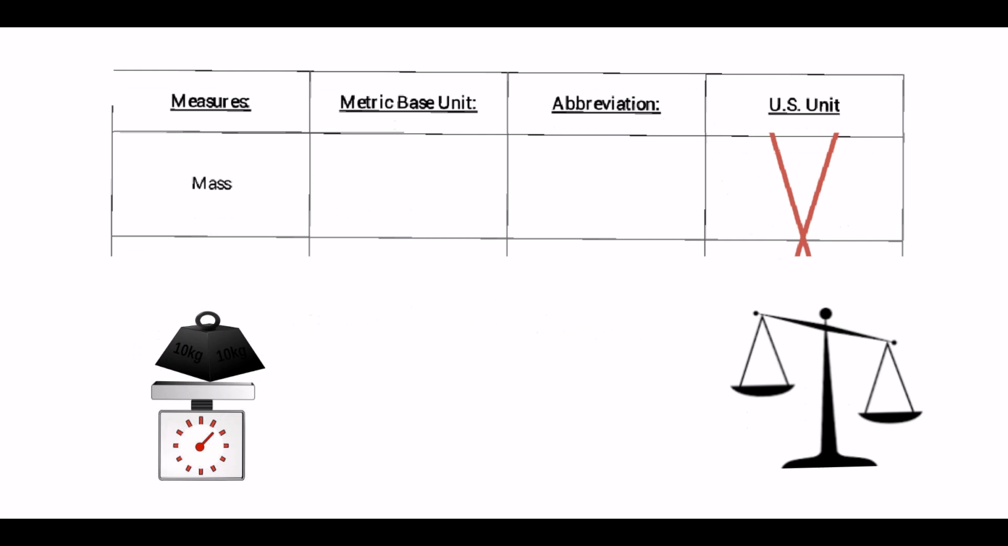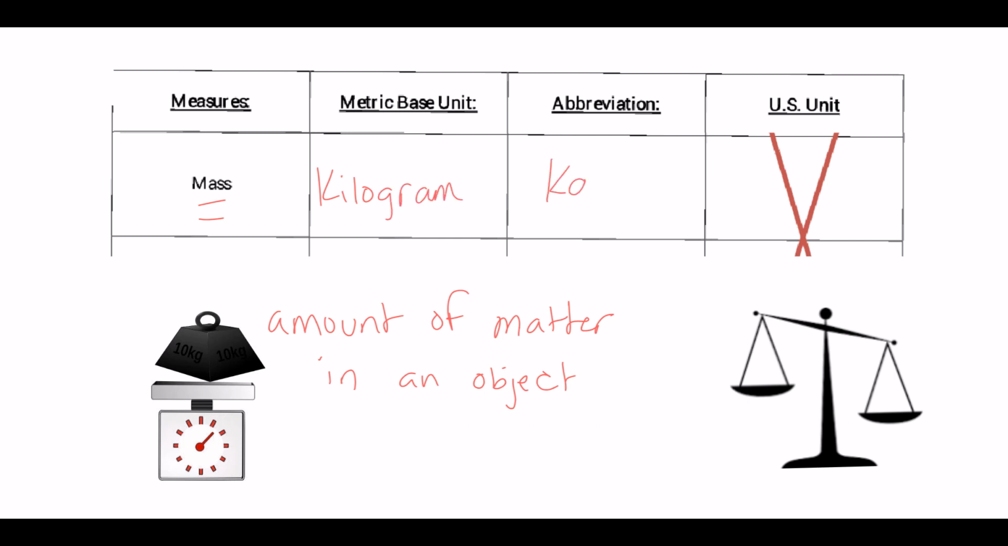Next, we want to talk about mass. Mass is actually known as the amount of matter, but most people tend to think of it as how heavy it is. But we want to start using that term, the amount of matter, in an object. The metric base unit for mass is actually the kilogram, and this is abbreviated kg. In US units, we might end up using something like the pound or the ounce again. But like we said before, we do not want to be using those.